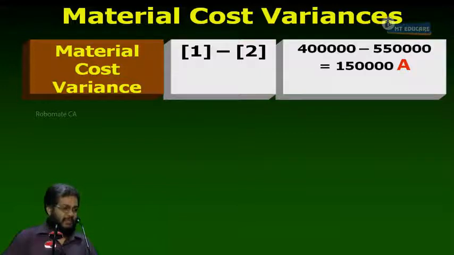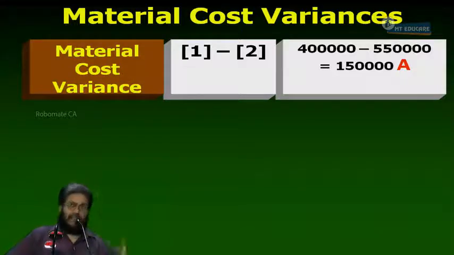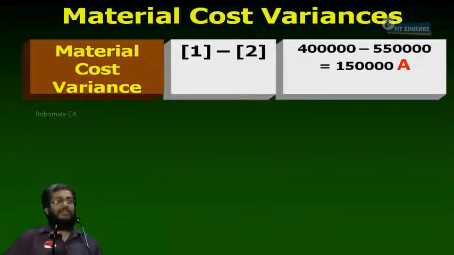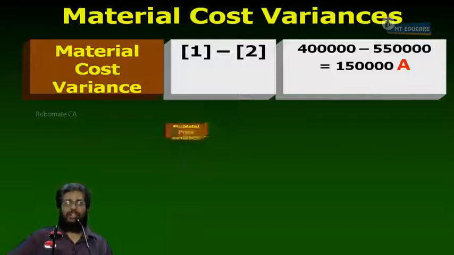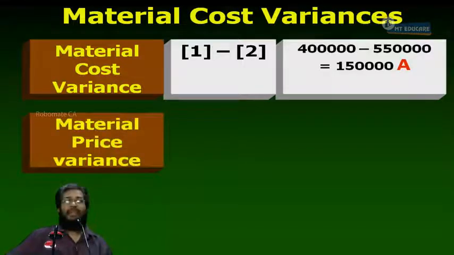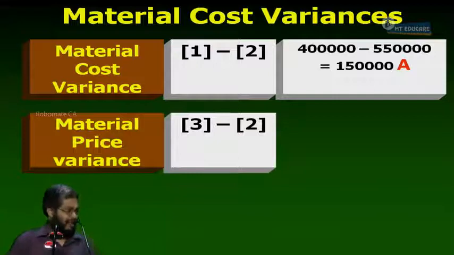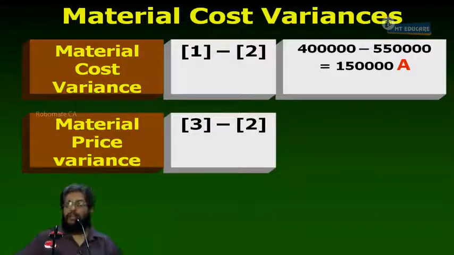Name the 2 branches. First branch is what? Material price variance, 3 minus 2. Second branch is material usage variance, 1 minus 3. Material price variance 3 minus 2. Material usage variance 1 minus 3. Everybody, can I proceed up?